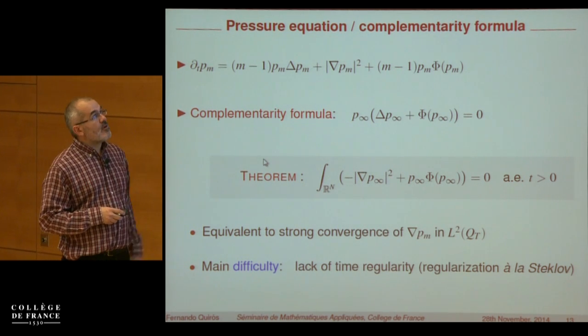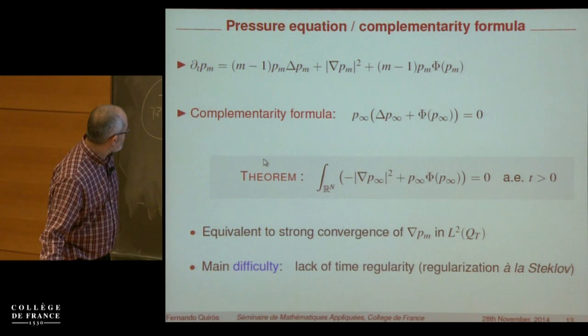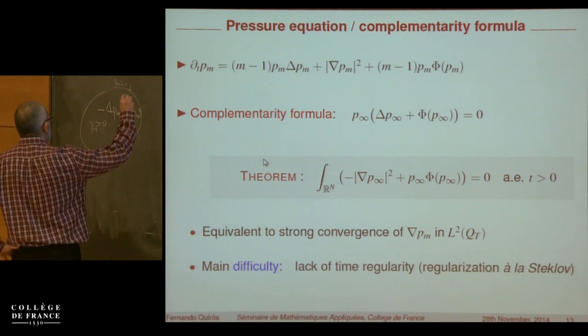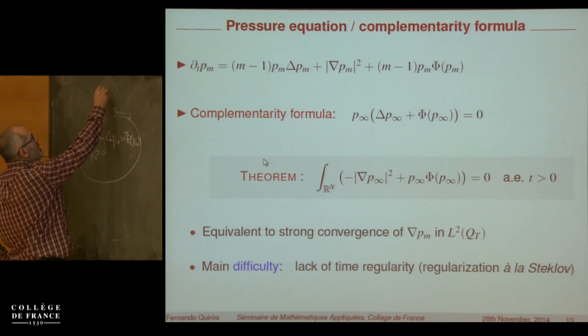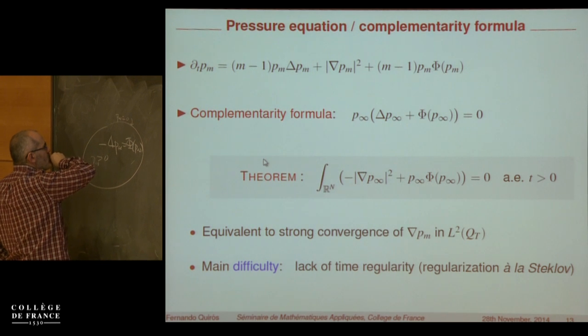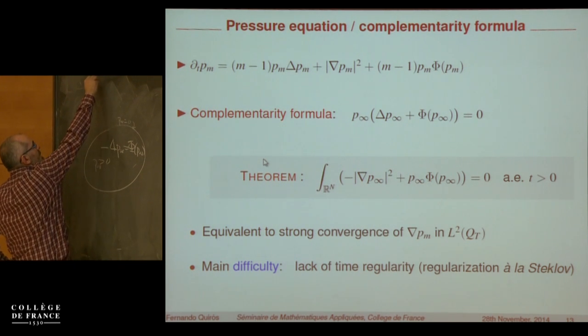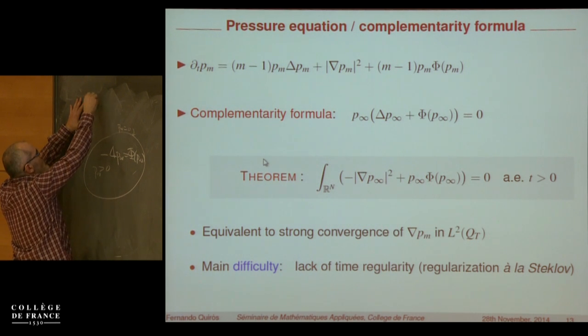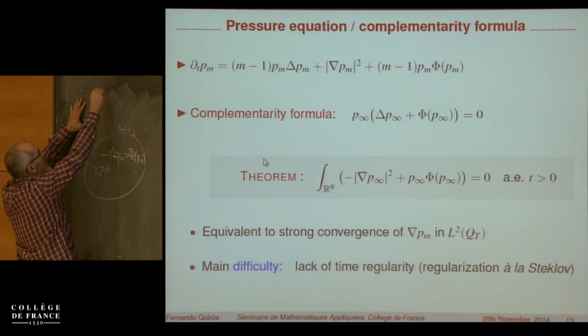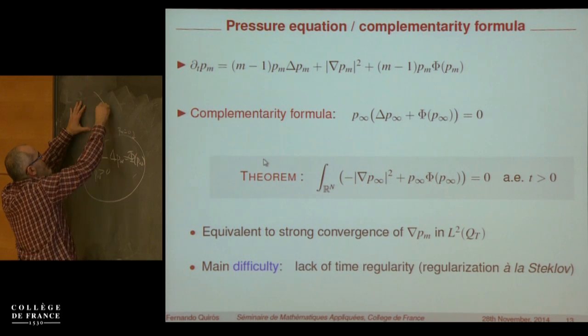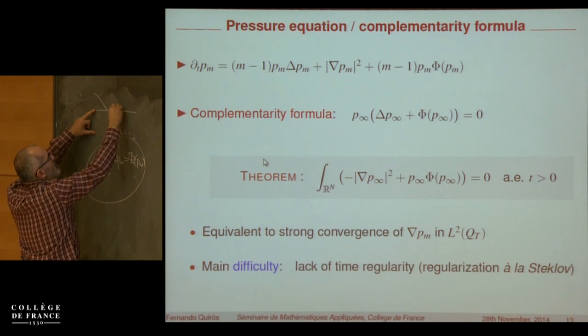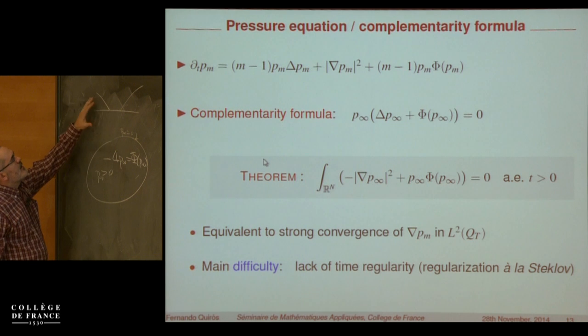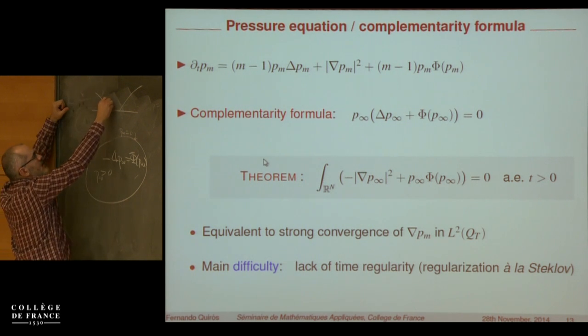Lack of time regularity for p. Let me explain which kind of things may happen for p. For example, imagine that you have two tumors that meet. So imagine that you have a tumor here and a tumor here. These things are advancing.